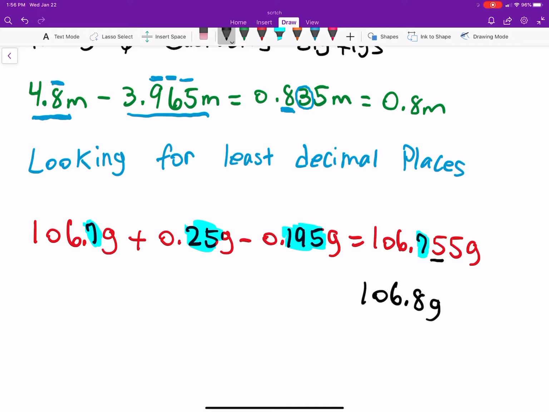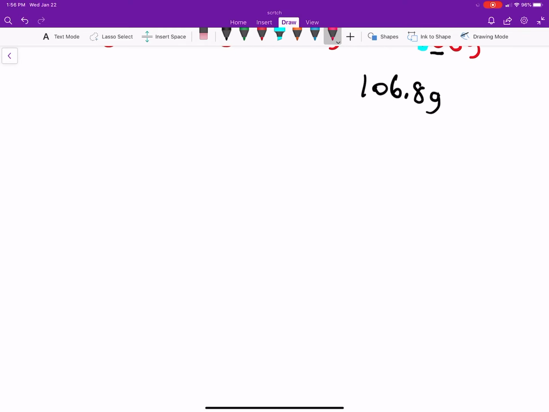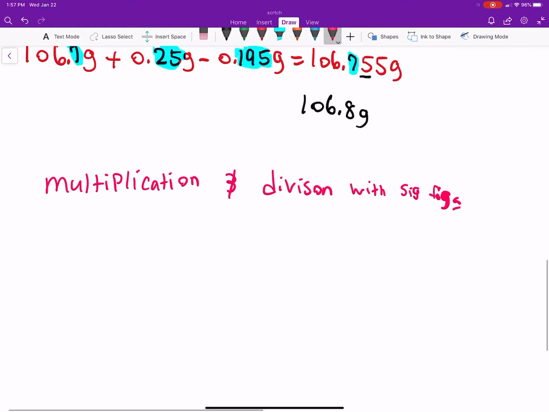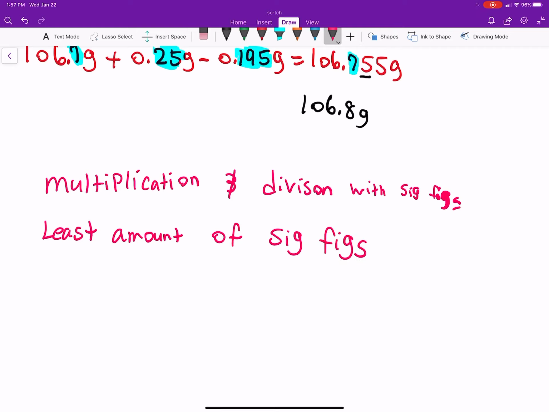And just so this video is worth even uploading, let's go ahead and talk about, sorry about that. Sometimes I accidentally hit the eraser. Multiplication and division with sig figs. Just squeezed it in. So multiplying and dividing has a different rule. Here, you're looking for, and this is why the last video is important, least amount of sig figs.